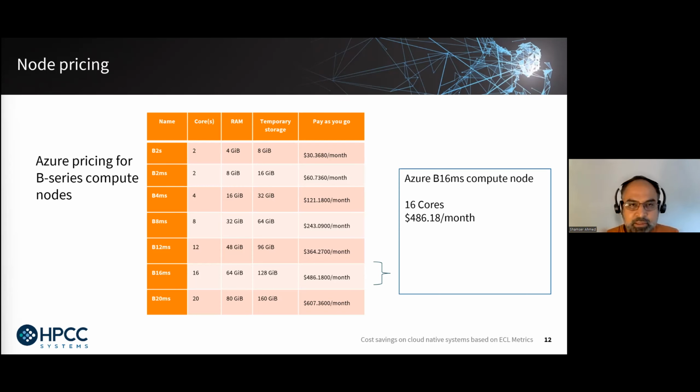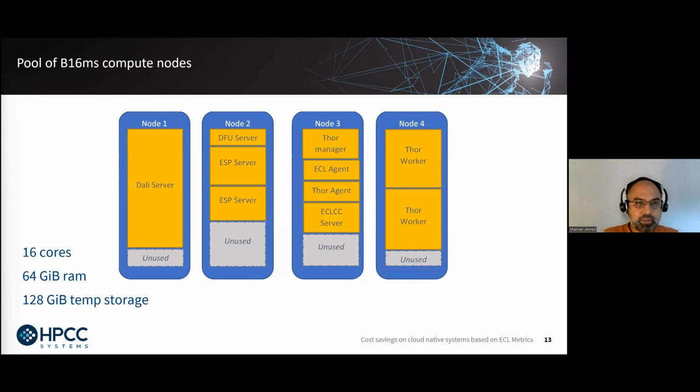To calculate the core pricing, we can take the B16 compute node as an example. It has 16 cores and it costs $486.18 per month. That means each core costs just over $30 per core per month, and that means just over 4.38 cents per core per hour. We can use those figures to work out the cost, which I'll come to.